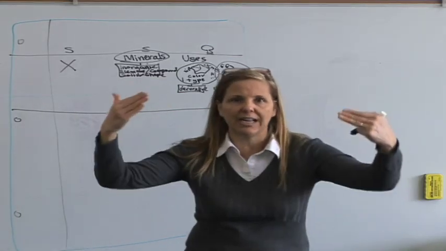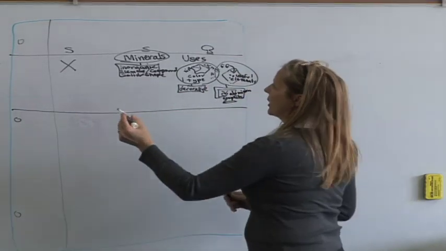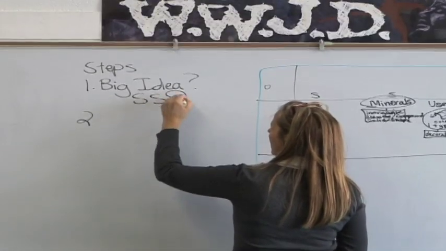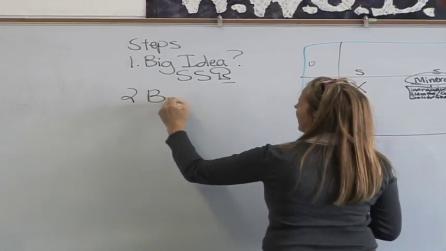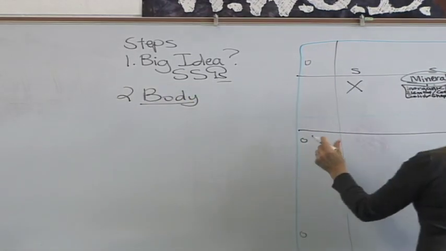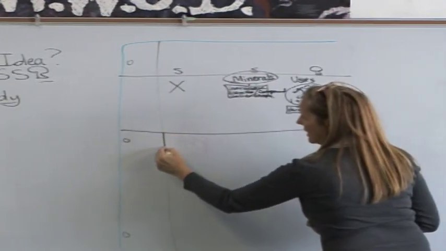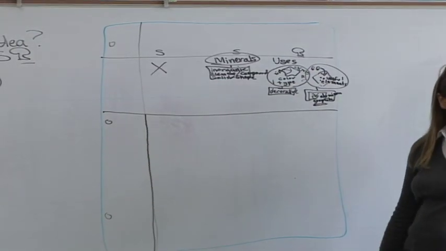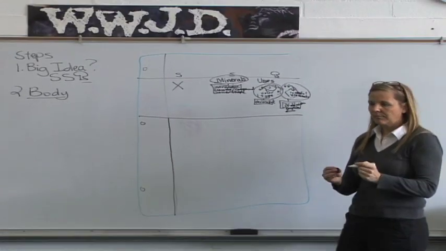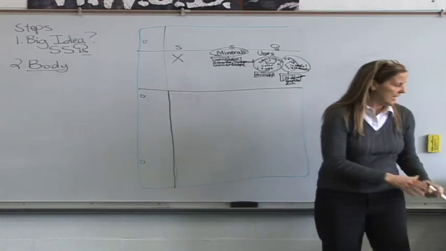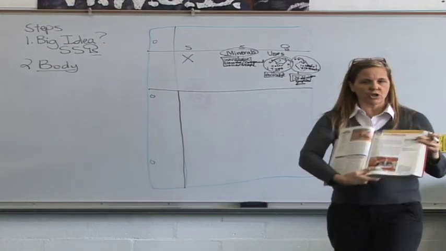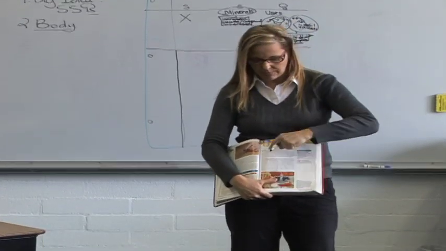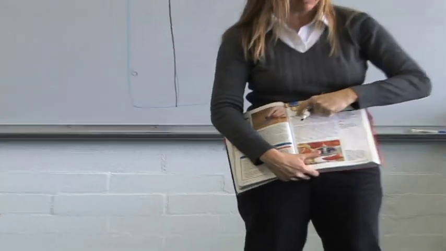Now we're going to go to the body. Now watch what I do when we do the body, okay? We have our big idea. Now we're going to go to the body. And now we're going to make a line down our paper. Do you know where that little margin line is? Just make a line right down your margin. Now we're going to go to our chapter right here. And we're going to go to where the body starts. The first dark heading. What does it say, everybody?